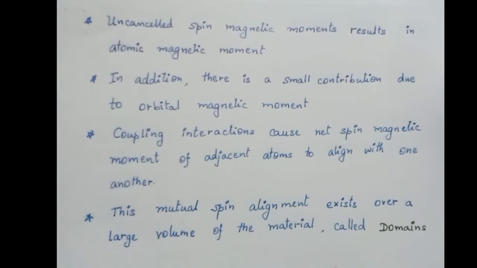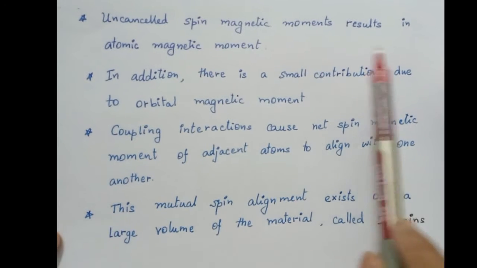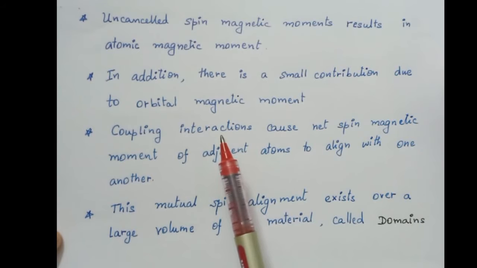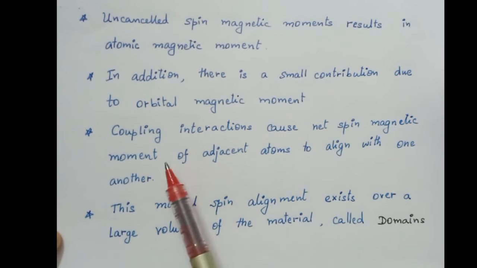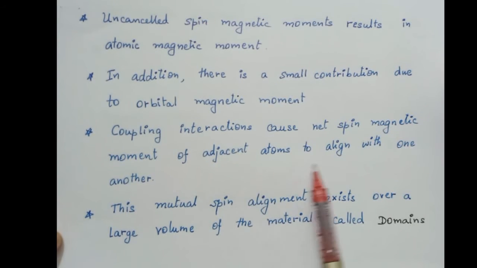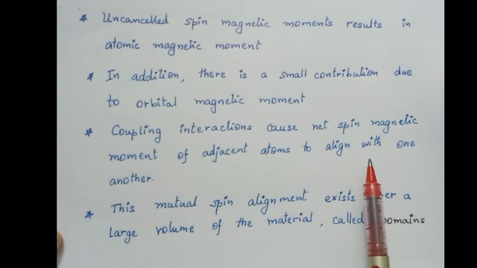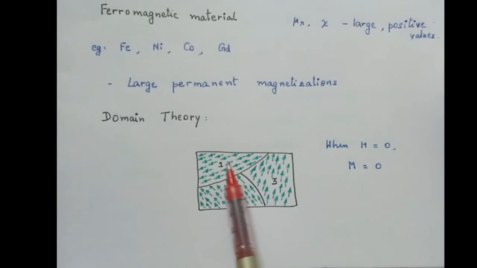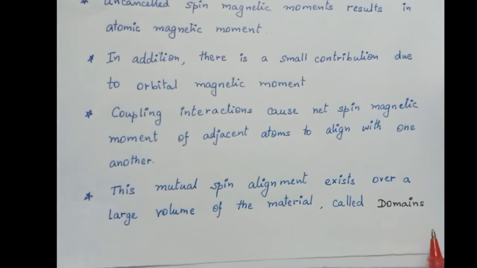But the uncancelled spin magnetic moment, in addition to a small contribution from orbital magnetic moment, undergo coupling interaction and cause alignment of adjacent dipoles in the same direction. This mutual spin alignment exists over large volumes of the material, and these large volumes over which all the dipoles are aligned in the same direction are called domains.